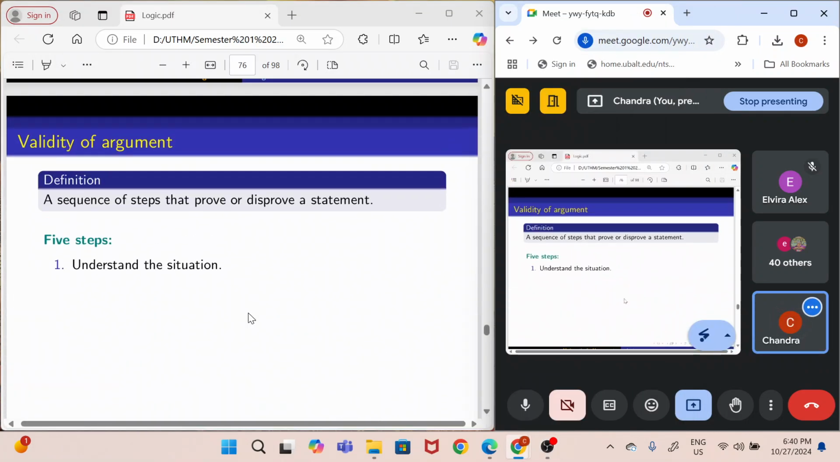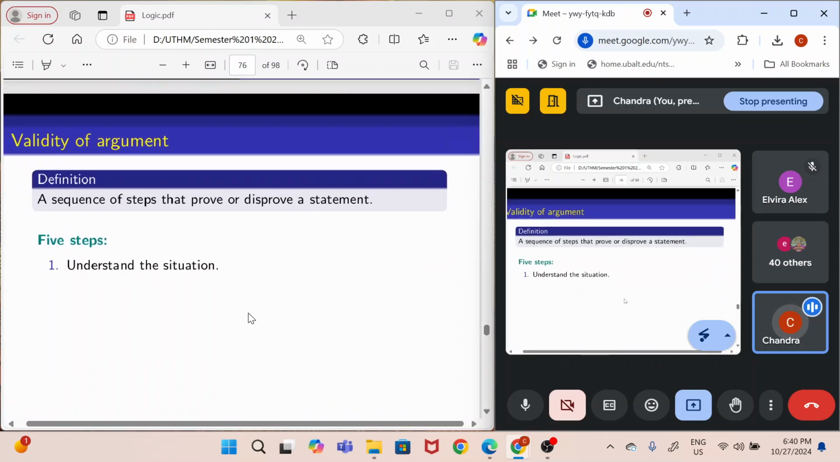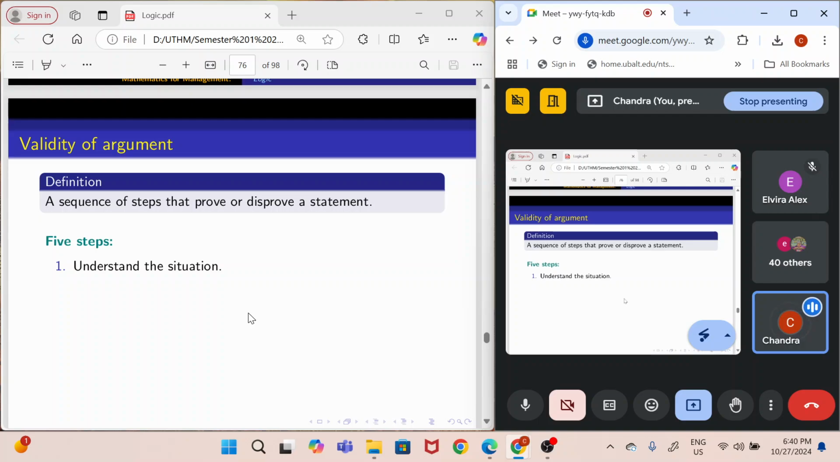Okay, next one, validity of argument. This is where the main part is. You will be given a situation, sentences, something like a crime scene. You have to read the whole statement and come out with our conclusion whether the statement is true or false. If all possibilities of the statements are true, then the statement is valid. We will do some examples now.